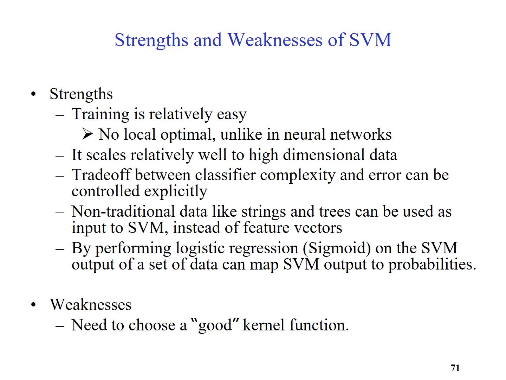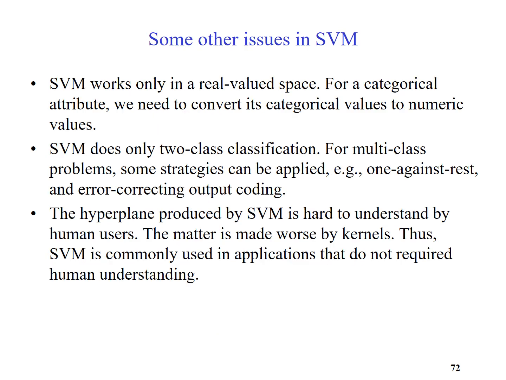Okay, weakness. You have to choose a kernel function, and there is no clear guideline for it. Maybe you just try different kernels and compare the results. That's the only tool we have. So that is a kind of weakness. Some other issues in SVM: SVM works only in a real value space, so every data should be a number. It does not process symbolic data. So everything should be a number, real or integer.